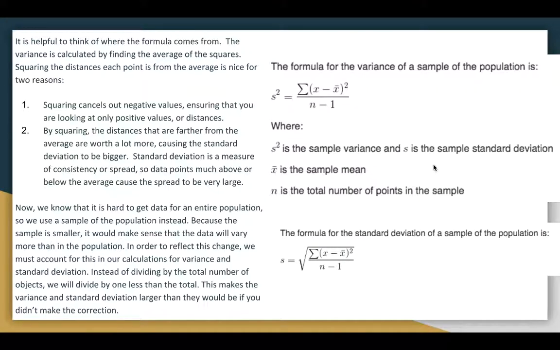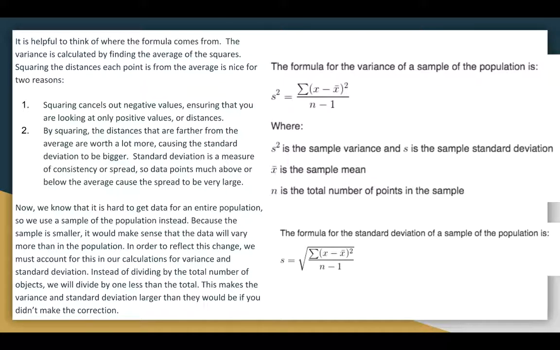There's a lot going on in this slide, so a couple things have changed. This is for the sample. The sample has just changed sigma, the little circle with a line, to an S. And instead of capital N on the bottom, we've got small n. So small n is the total number of points in the sample. And then X bar is now the average. So nothing mechanically has really changed except for the n minus 1.